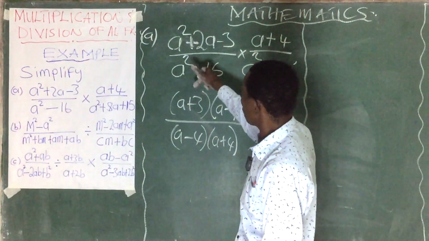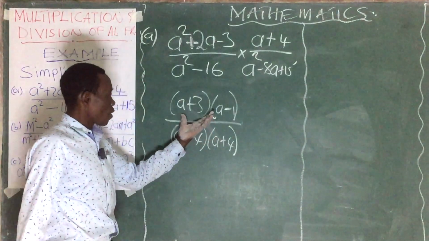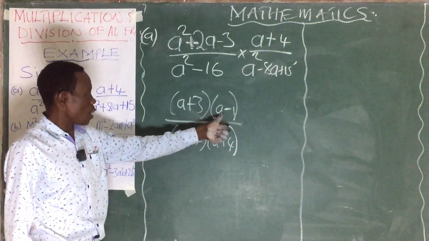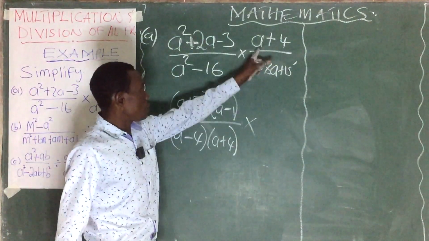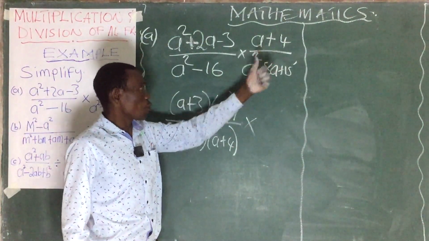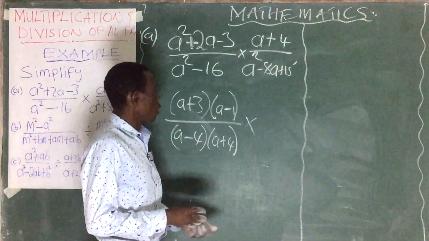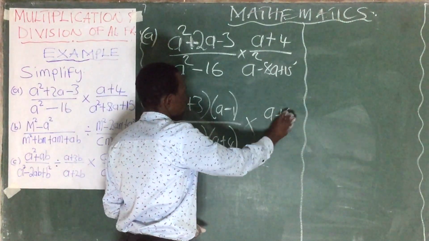Right. So for the positive 2a, these are the fractions that we have: a plus 3, then a minus 1. Right. Let's proceed. What about here? There's nothing we can do, or even the common factor is not there. So what am I going to do? I'll just write a plus 4 as such.